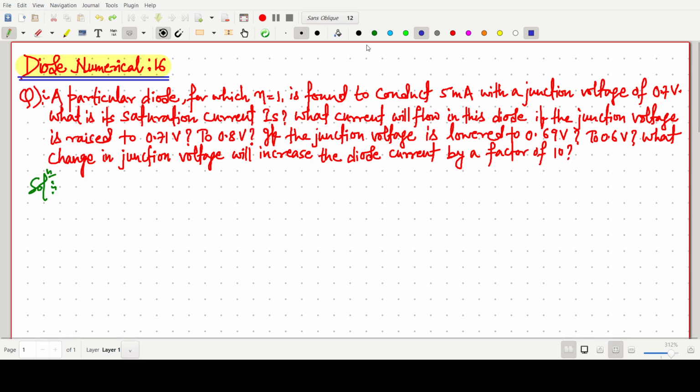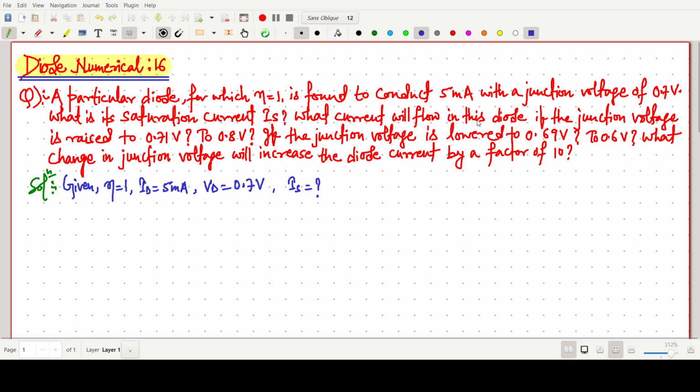So this is the first part. I am just mentioning the given data from the first line. The ideality factor 1 is given for a particular diode, and it is conducting a current ID, we can say 5 milliampere, with a junction voltage VD of 0.7 volt. So we have to find the saturation current Is, the first part up to this.